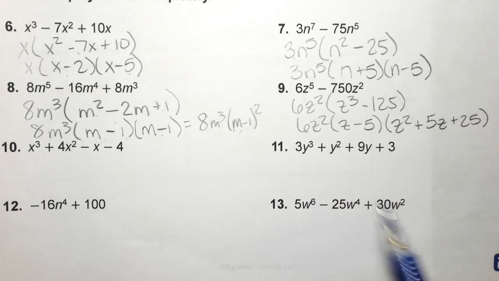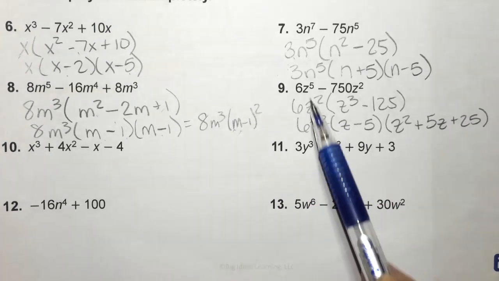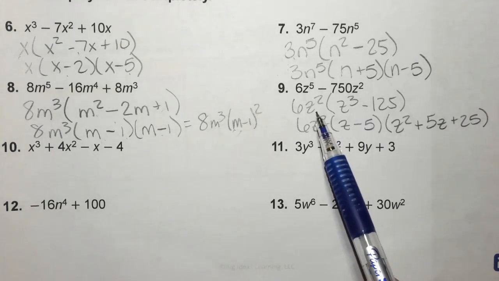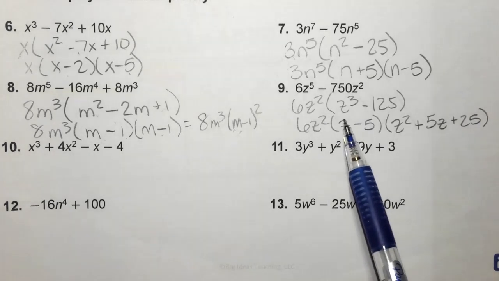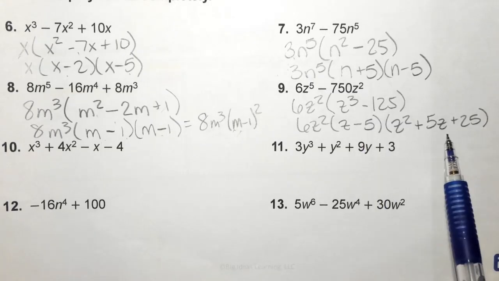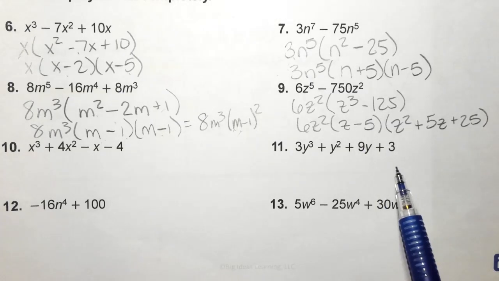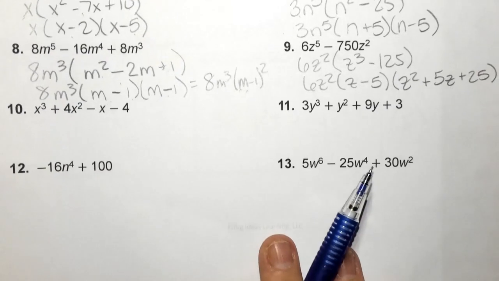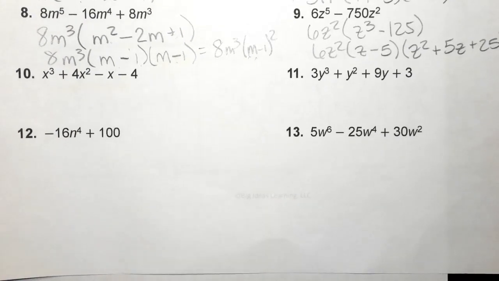All right, so for this one, once we factored out this 6z squared, we did the difference of 2 cubes. So that's what this part is, the difference of 2 cubes. All right, so if you haven't tried 10 or 11, try 10 now, please.